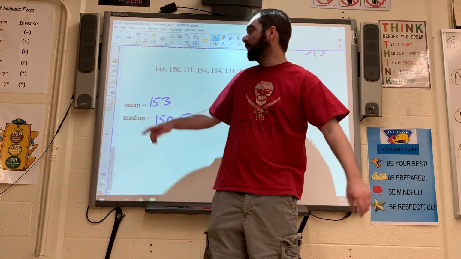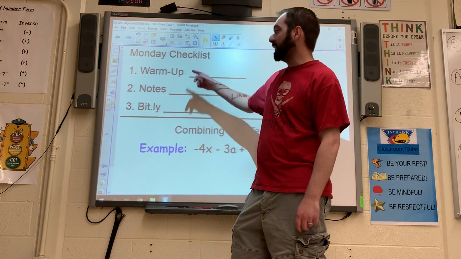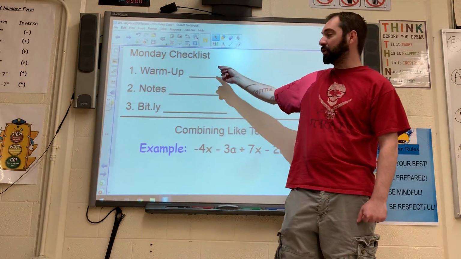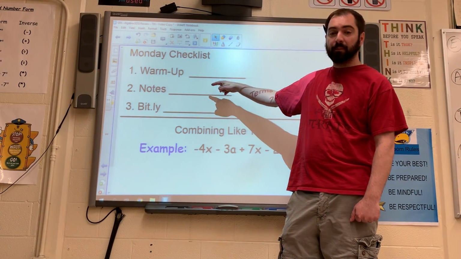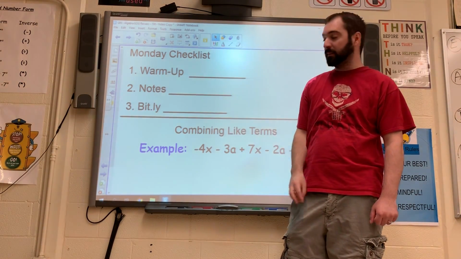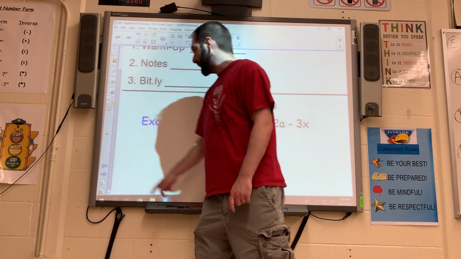This week, we're going to be reviewing algebra stuff. So again, a little checklist. Make sure that you've completed your warm-up on the warm-up paper. This paper contains both your notes, and then you'll finish the bit.ly at the end. So right underneath that, I have an example.